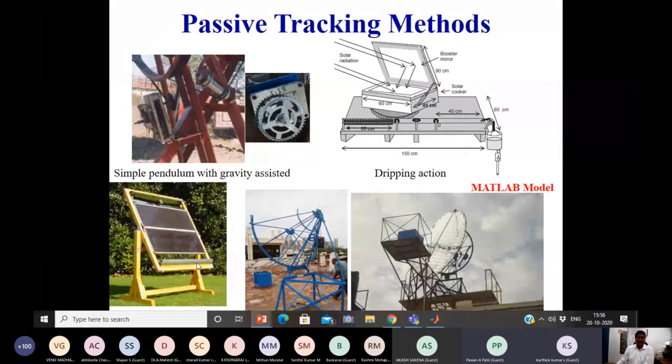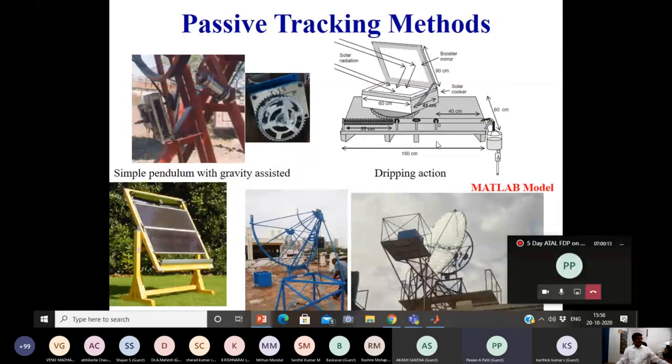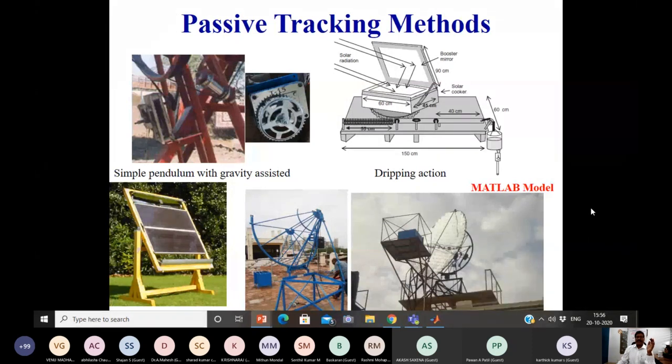Or bimetallic sticks. Bimetallic sticks we can also use to develop this type of passive tracking system, because in a bimetallic stick, due to the difference in the linear coefficient of thermal expansion, some deviation will come. That deviation can be transferred to the collector so that the collector will change.